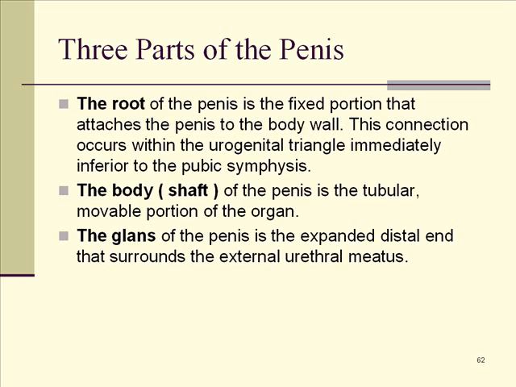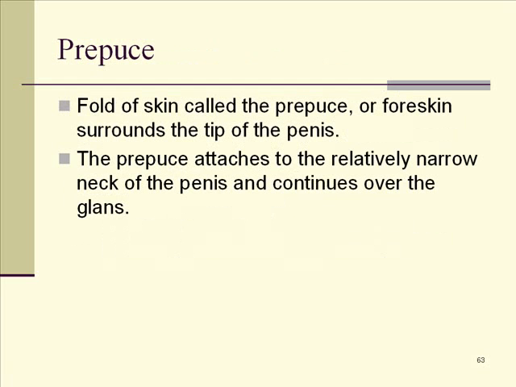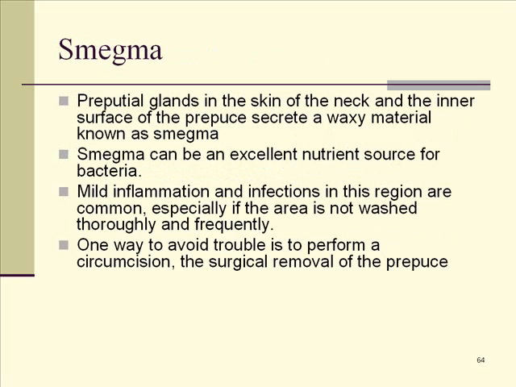The body, or the shaft of the penis, is a tubular, movable portion of the organ. The glans penis is an expanded distal end which is surrounded by the external urethral meatus. A fold of skin called the prepuce, or the foreskin, surrounds the tip of the penis. In an uncircumcised male, the prepuce attaches to a relatively narrow neck of the penis and continues over the glans. I like this part. Smegma.